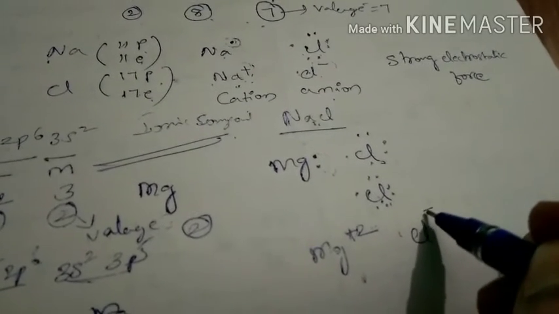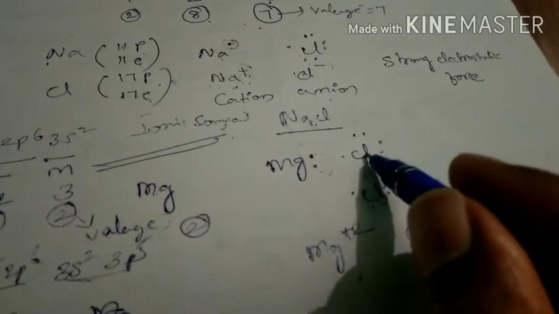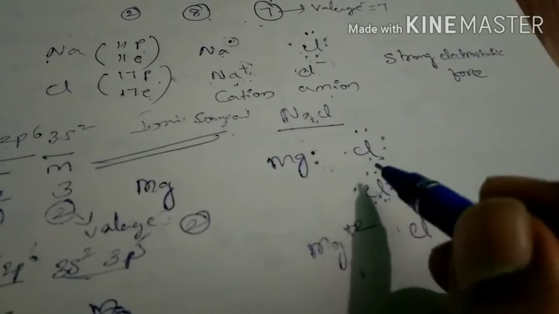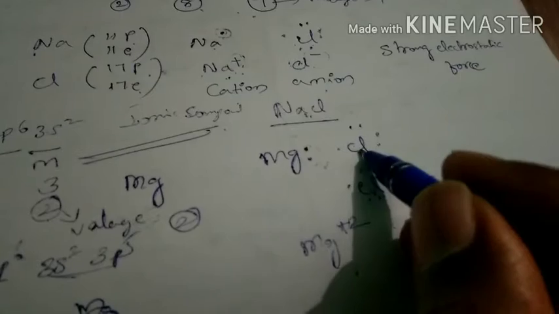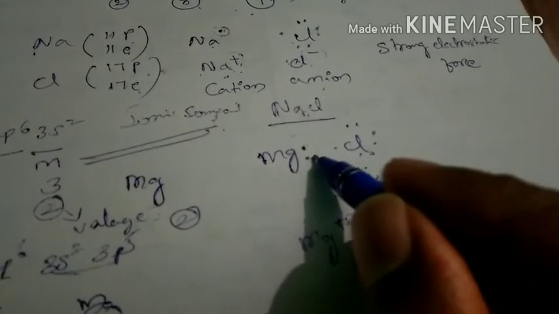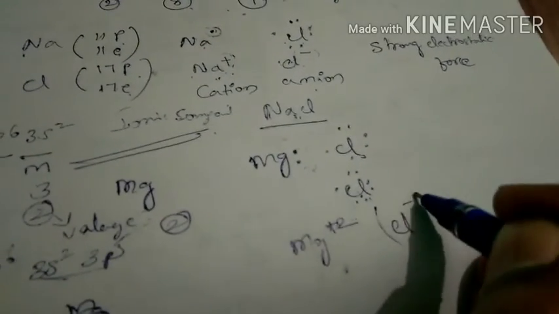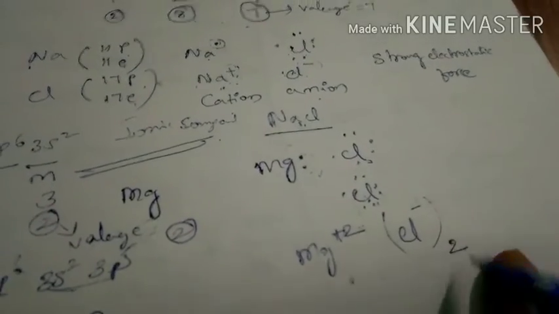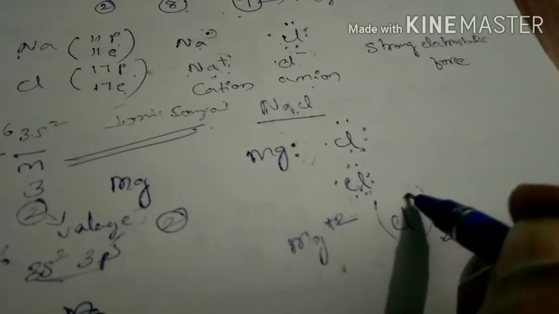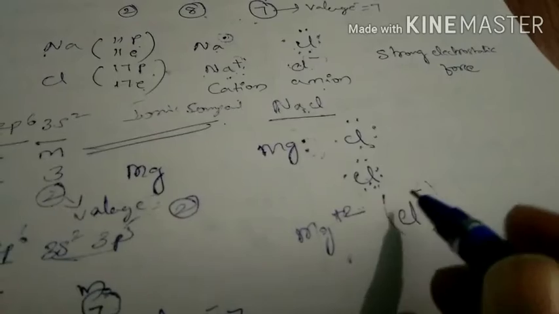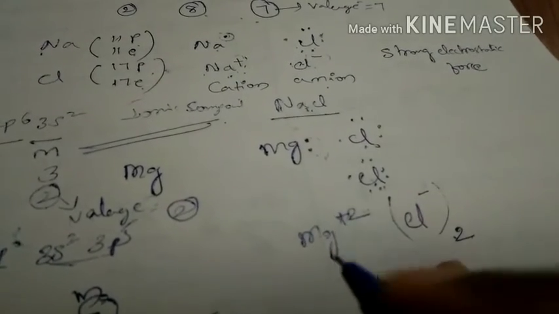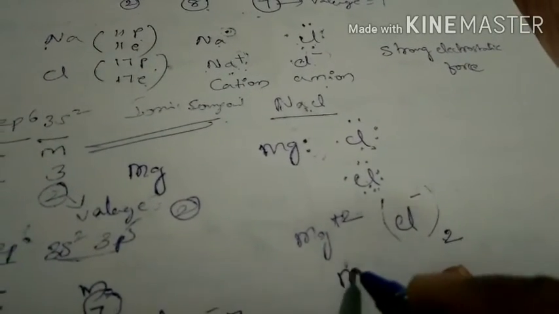Why should we put a minus charge here? Because each chlorine gains 1 electron, not one chlorine atom gaining 2 electrons. Here each chlorine gains one electron. So how many such chlorines are here? 2 chlorines. Each chlorine gains a negative charge of minus one.